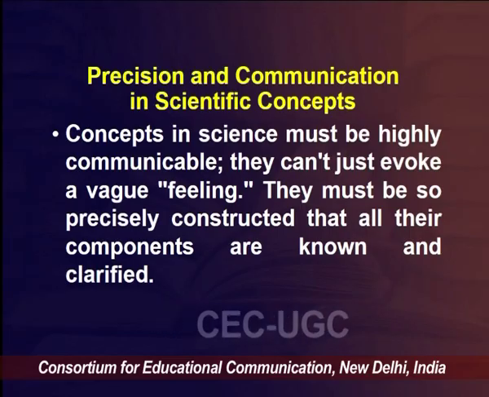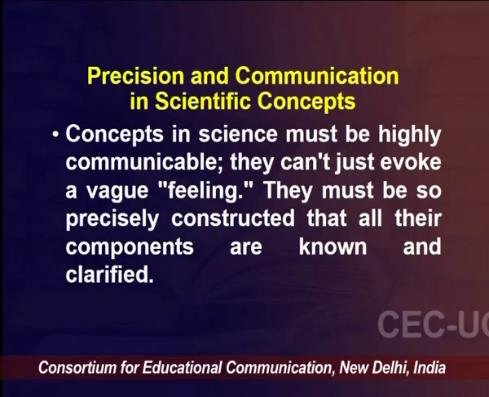So, you have to be very precise in communicating the definition of the concepts or terms that are being used to understand the social reality. And the concepts are basically tools for communication. They must be highly communicable and they can't just evoke a vague feeling. So, when you read a research paper and there are concepts, they should be able to communicate the idea that the particular research is trying to spread or articulate. They must be so precisely constructed that all the components are known and clarified.